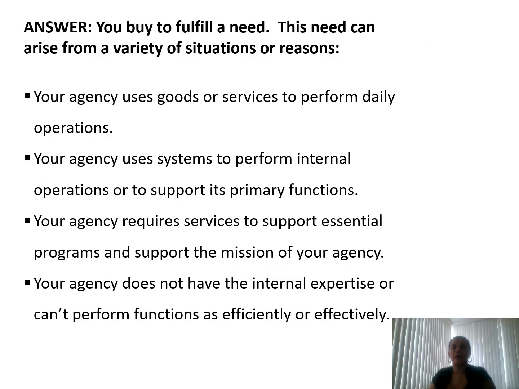The common reasons could be that your agency uses goods or services to perform daily operations. That's the obvious answer. Your agency uses systems to perform internal operations and support its primary function. That should also be an obvious answer. Or it requires services to support essential programs that support the mission of the company. Or it does not have an internal expertise, or cannot perform a specific function efficiently. So in those cases is why your company needs to buy specific goods and services.